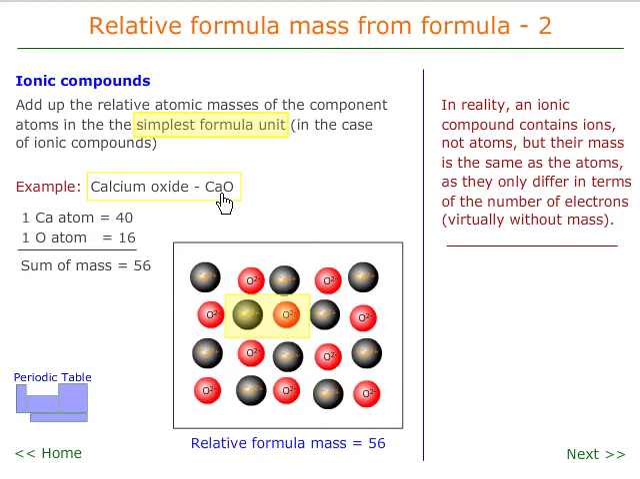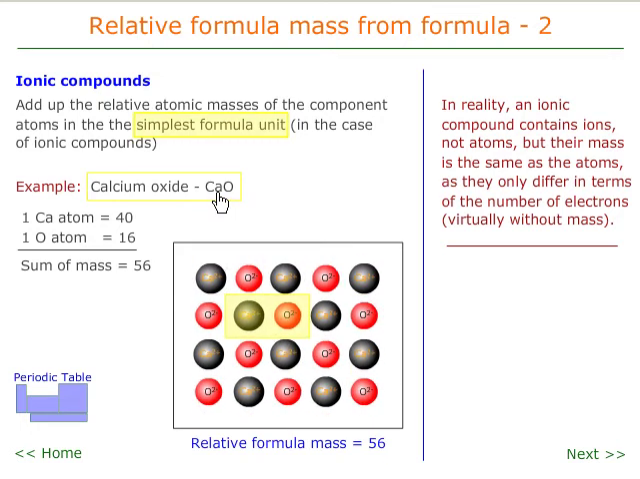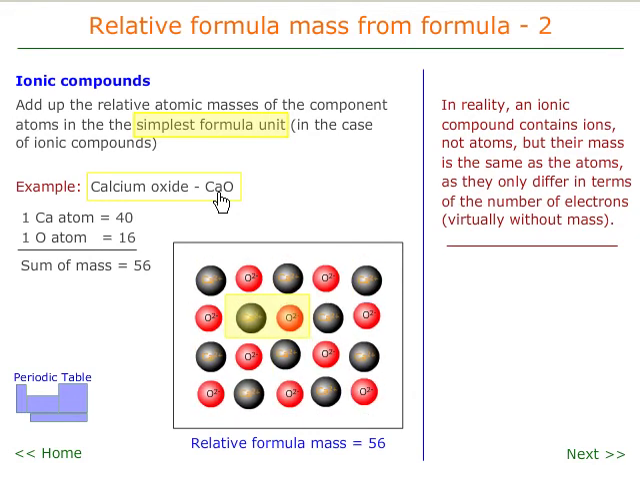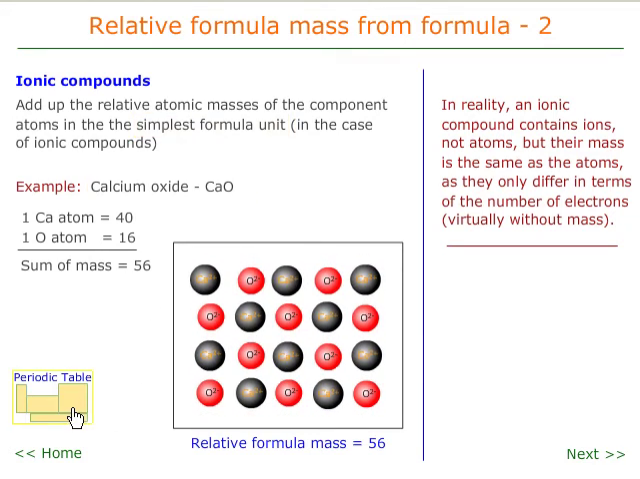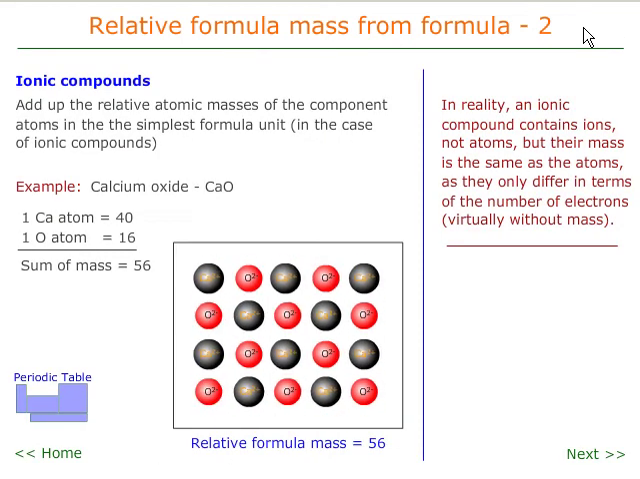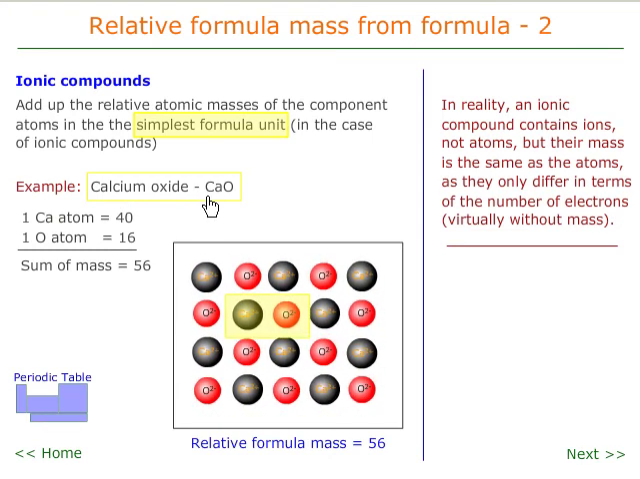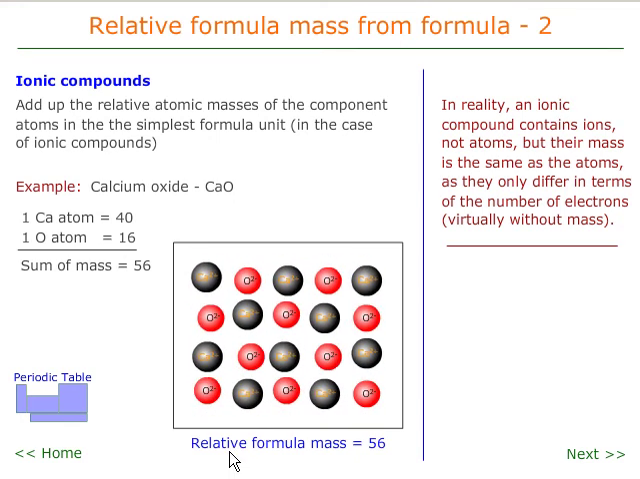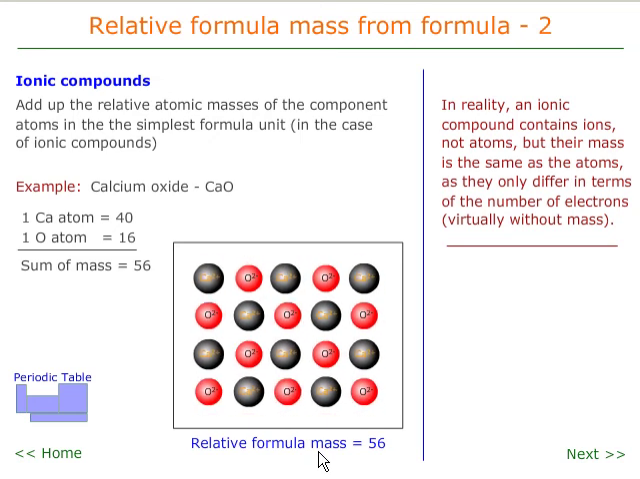Calcium oxide consists of one calcium ion and one oxide ion as the simplest formula unit. So to find the relative mass of the simplest formula unit of calcium oxide, use the periodic table. The mass of calcium is approximately 40. The mass of oxygen is approximately 16, or exactly 16. Hence, for calcium oxide, CaO, 40 plus 16 gives a relative mass of 56. Hence, the relative formula mass of calcium oxide is 56.